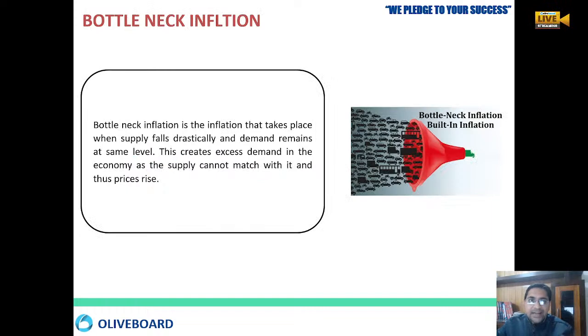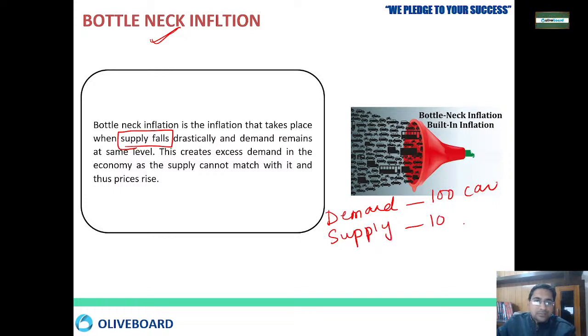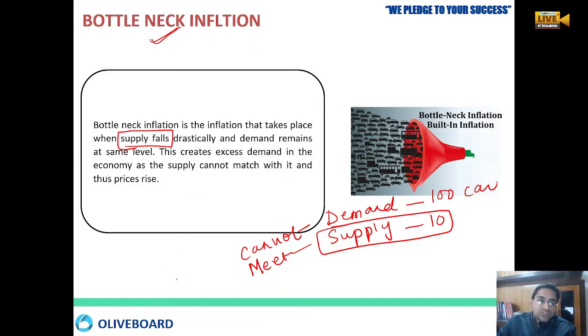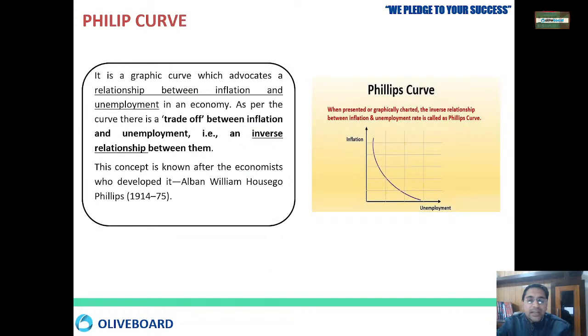Then the second is bottleneck inflation. Bottleneck inflation means when supply falls drastically. That means you have a demand of 100 cars but you have a supply of only 10 cars, and whenever the supplier cannot meet the demand, then bottleneck inflation happens. All of a sudden the prices go very high. So this is bottleneck inflation.